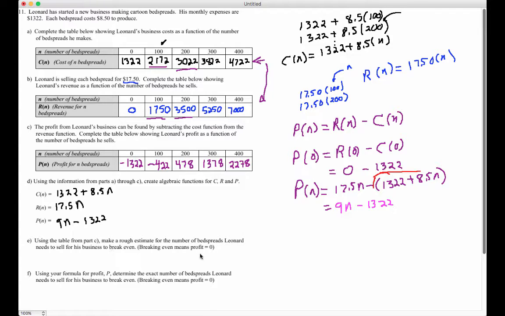Okay, so using the table in part C, make a rough estimate for the number of bedspreads a lender needs to sell in his business to break even. Okay, I'm going to give myself a little bit of room here to work. So hang on just a second here. We'll get rid of all of our work here.